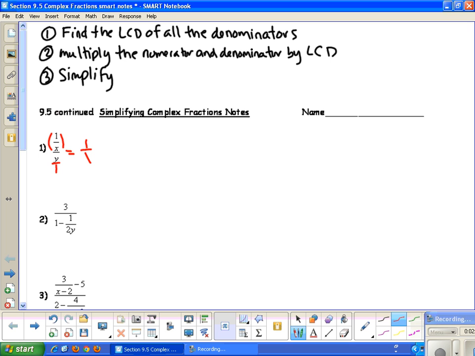So you could write 1 over x divided by y, which would be equal to 1 over x times 1 over y, which is going to give me 1 over xy. So that would be my solution. So those are easy complex fractions. Now we're going to get into more difficult ones.